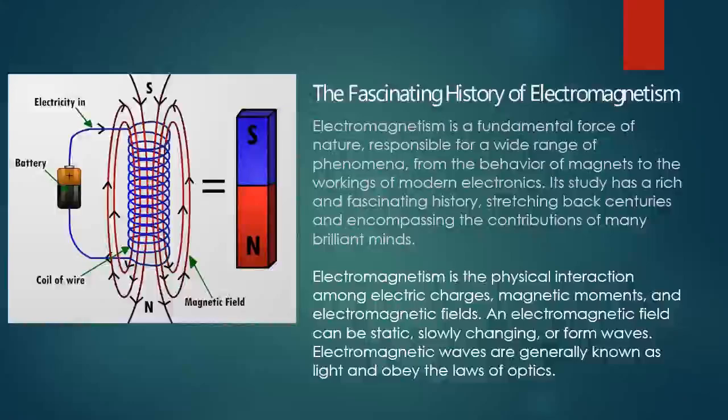Electromagnetism is the physical interaction among electric charges, magnetic moments, and electromagnetic fields. And electromagnetic fields can be static, slowly changing, or form waves. Electromagnetic waves are generally known as light and obey the laws of optics.